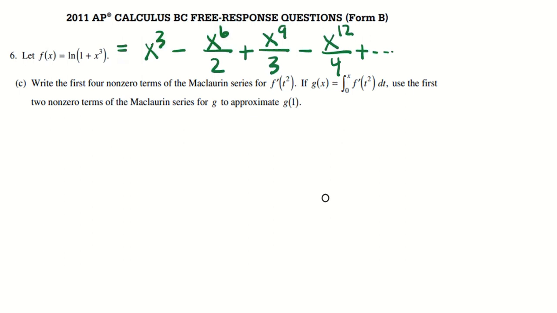Now in part C, they're going to ask us to write the first 4 non-zero terms of the Maclaurin series for f prime of t squared. And it's like, okay, that's a little unusual. Okay, so what I'm going to do is I'm going to kind of take this in 2 bites. First, I'm going to take f prime, and then I'm going to plug in t squared for x.